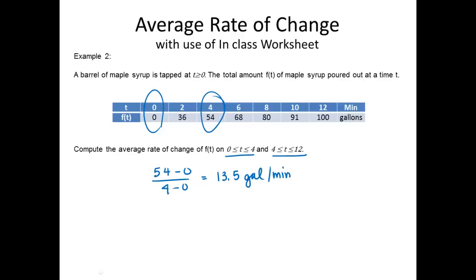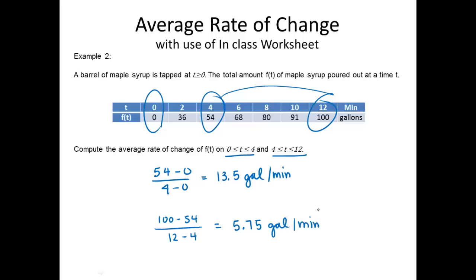That's pretty fast. Well, let's look at what happens as this barrel starts to drain, and we're talking about from time 4 to time 12, so minute 12. So that would be 100 minus 54 over 12 minus 4. Remember, our time is in the bottom because we're talking about gallons per minute, so minutes go in the denominator. And this is going to give us approximately 5.75 gallons per minute.